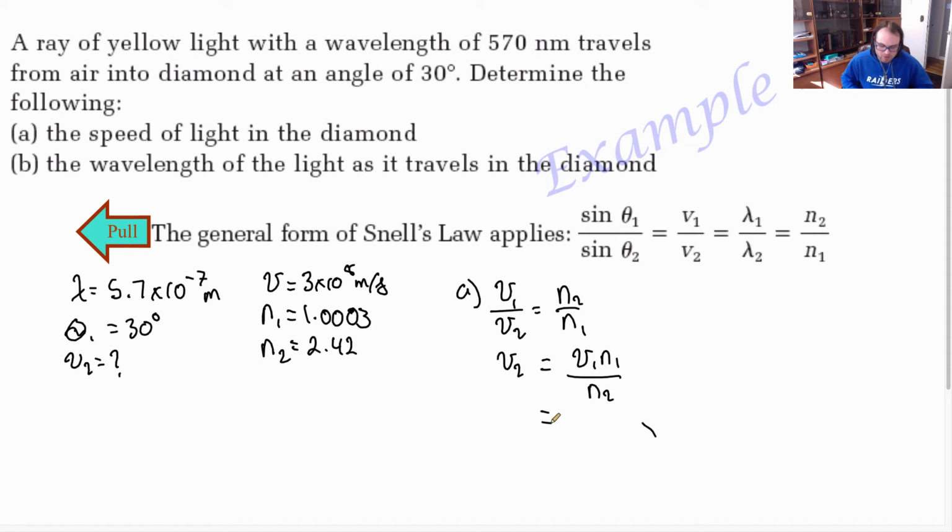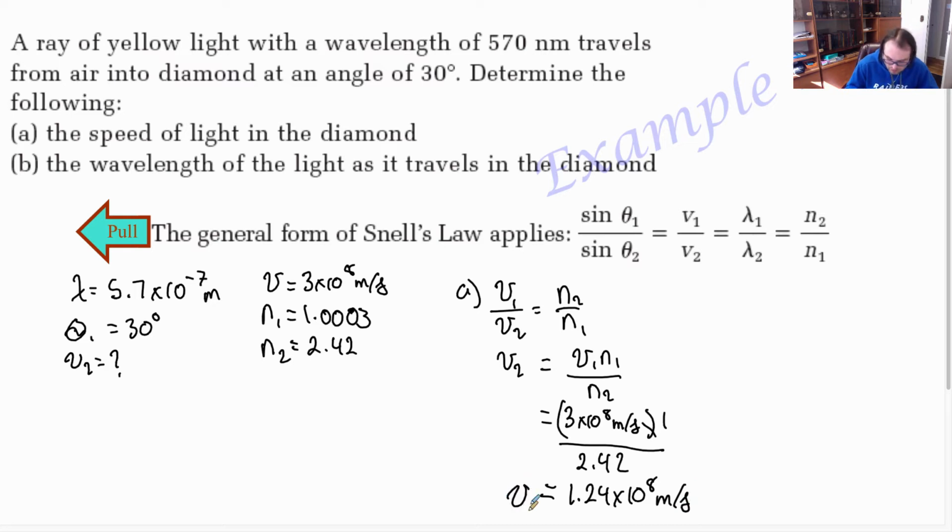Okay, so now when we solve this, we're going to start plugging everything in. I'm going to end up getting 3 times 10 to the 8 meters per second multiplied by 1, all divided by 2.42, which will end up giving me 1.24 times 10 to the 8 meters per second. So that's going to be the velocity for A. Okay, now let's try B.